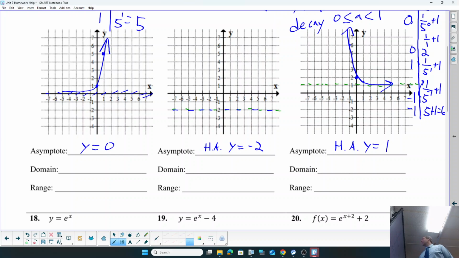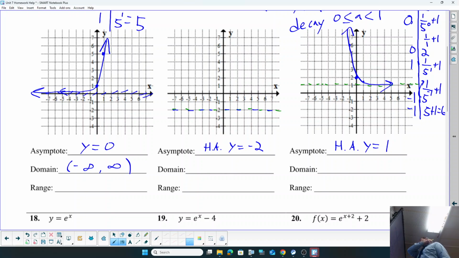The domain. So as we go from left to right, it's going to be negative infinity to positive infinity, because there will be a value as we go to the left forever, and as we go to the right, forever. Just double check in. Yep, that's looking good to me.